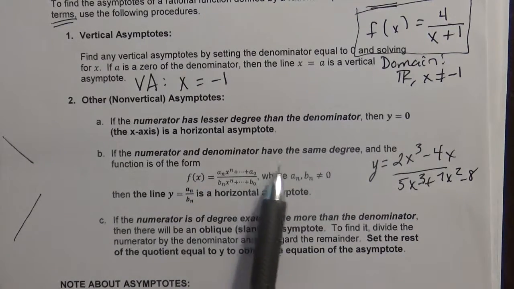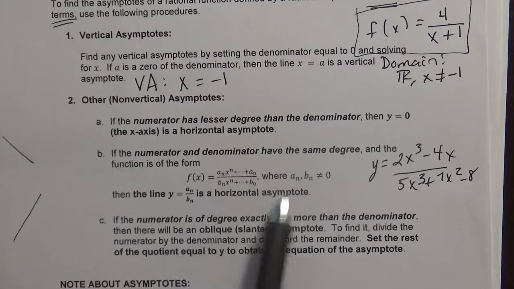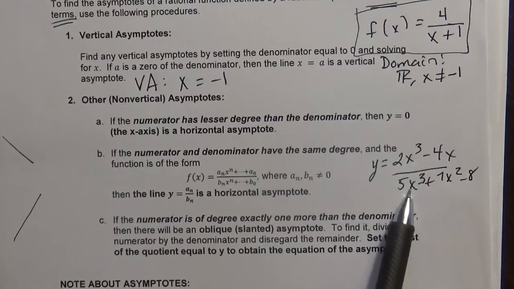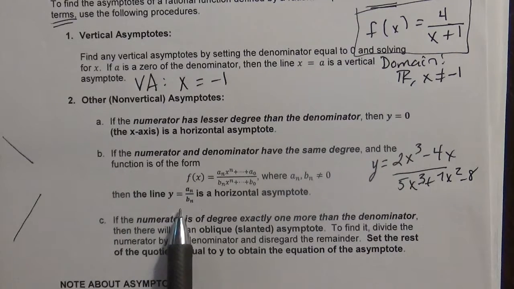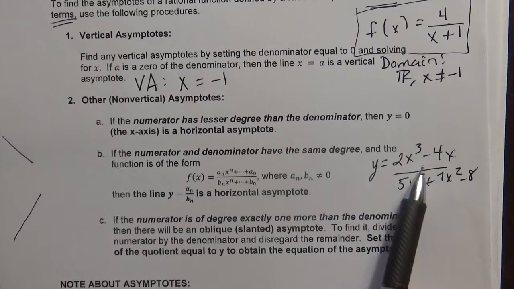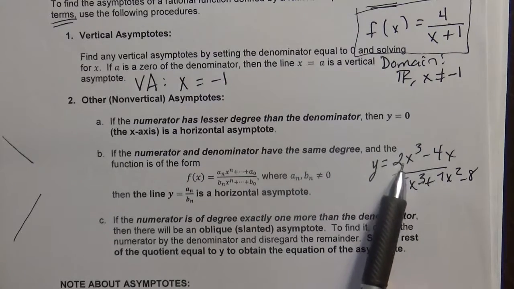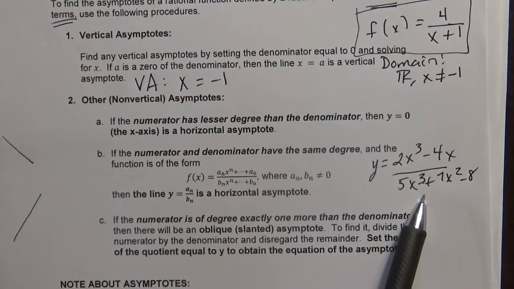So if the numerator and denominator have the same degree and the function is in this form, now what this is just simply saying is that the largest exponent is first. That's all this stuff says. If the largest exponent or the leading term is in the very front, then the line y equal a sub n over b sub n is a horizontal asymptote. A sub n would be the coefficient on the leading term, or the term that has the largest degree. So in this example, my leading term is the 2x cubed in the numerator and the 5x cubed in the denominator.